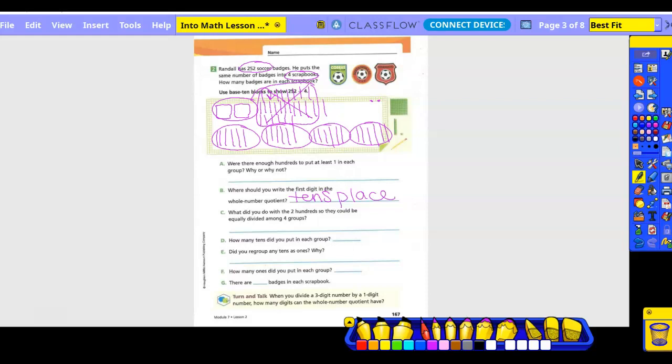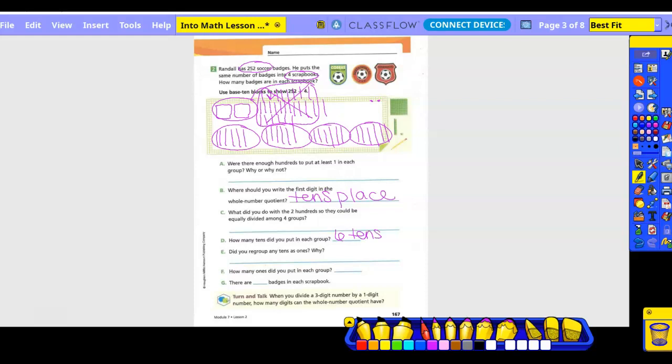Okay, so how many tens did we put into each group? Or, oh, we forgot to answer C. How many tens did we put in each? Letter C, we moved them over and we regrouped them, right, into 20 tens. So letter D, how many tens did you put in each group? So how many tens did I just draw in there? 6, right? So 6 tens.